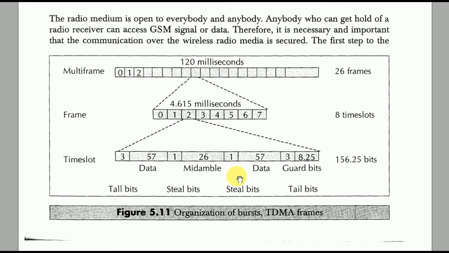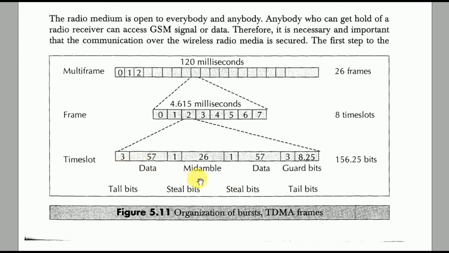Out of the 26 frames, 24 are used for traffic. One is used for the slow associated control channel, called SACCH, and one is currently unused. So what is SACCH? The SACCH channel has functions like timing advance of data, transmit power control, transmission of signaling data, and radio link supervision measurements. So these are the functions of SACCH.